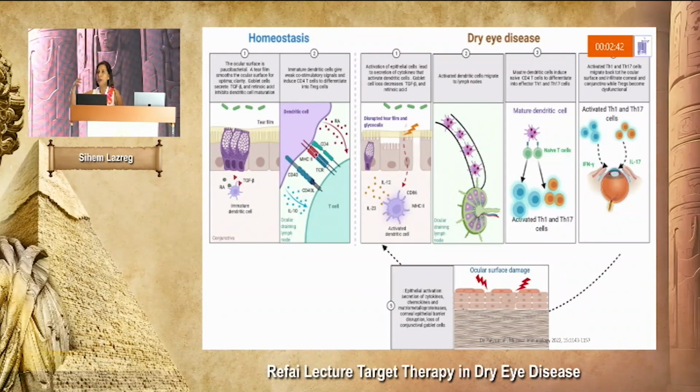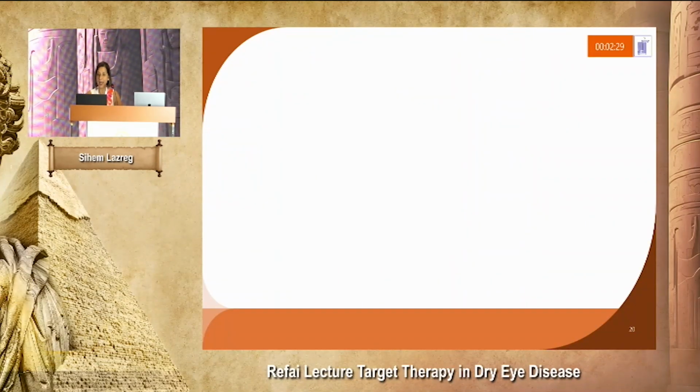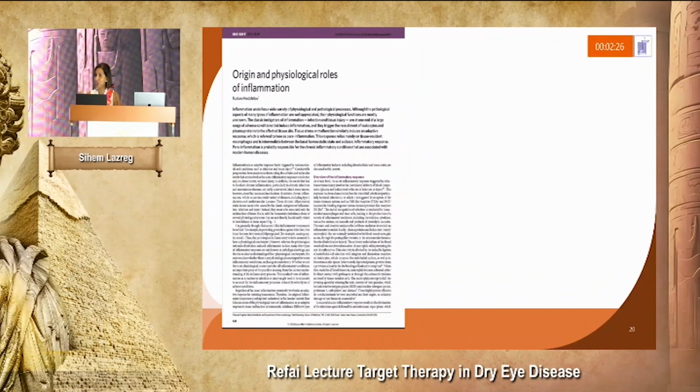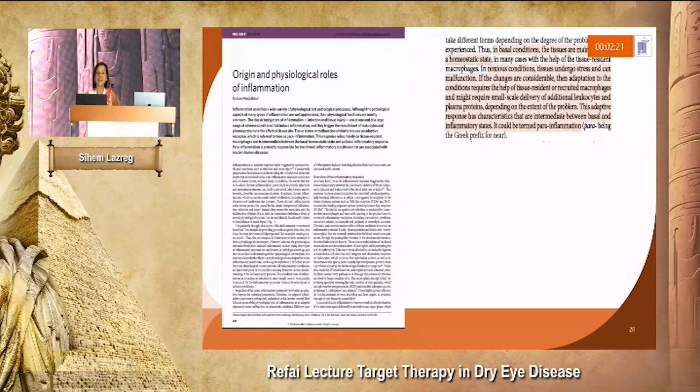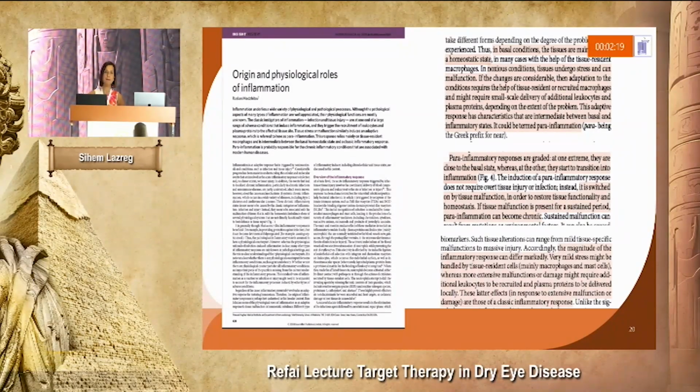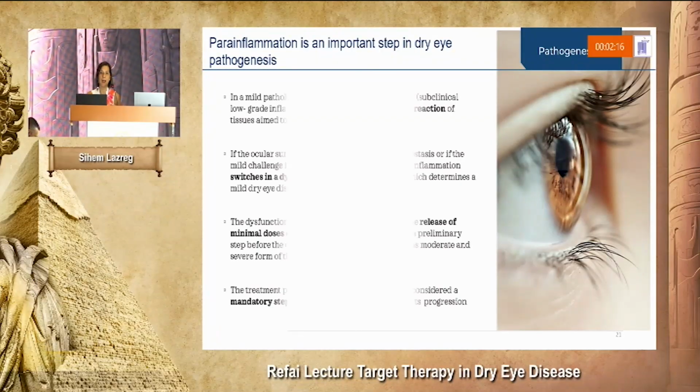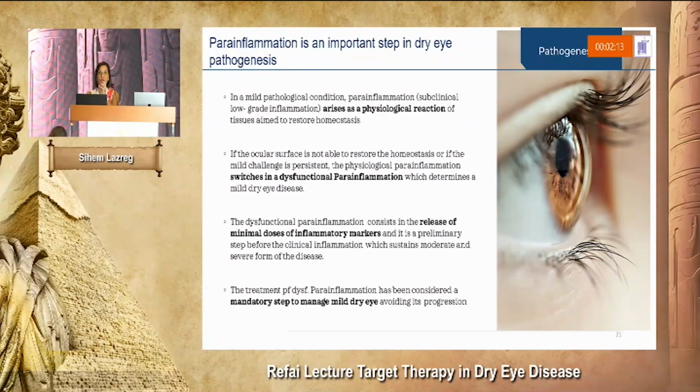When we have an activation of these dendritic cells, we will have a release of markers with the molecules of inflammation, and in this case, we are in the case of loss of homeostasis, and this is the starting of the inflammation. And now what we know is that before the inflammation, we have a situation of para-inflammation. And this para-inflammation is well documented. We have many papers and many studies, and this para-inflammation is very important to know in the situation of dry eye disease. The para-inflammation is present in all situations of inflammation, but especially in dry eye disease.